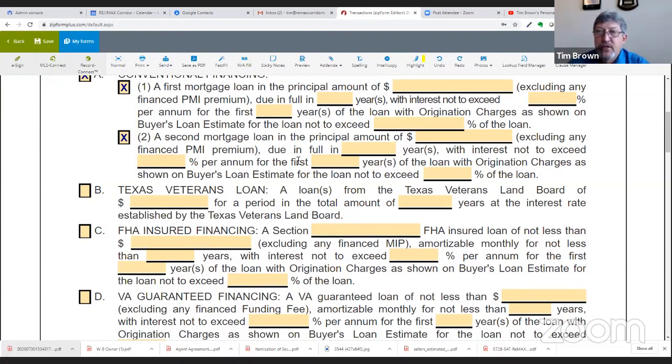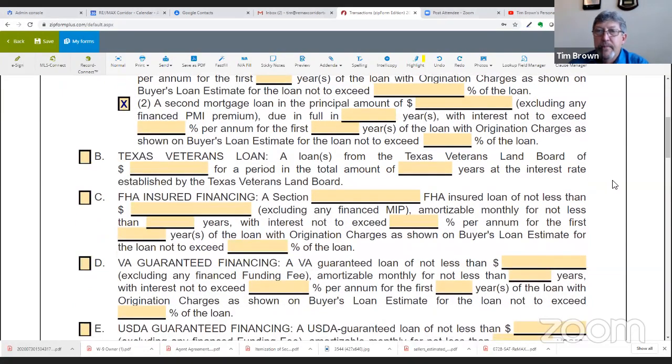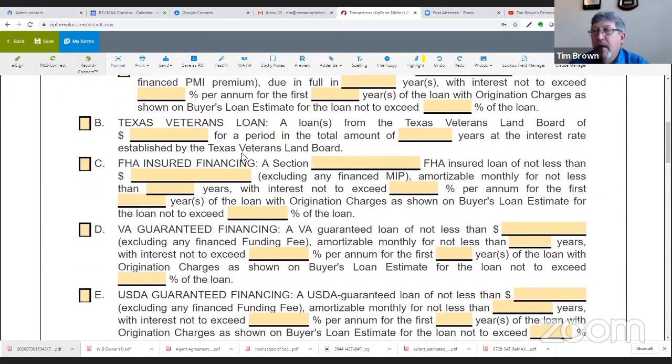But the same thing is how much is the second mortgage principal amount, excluding any financing, due in full in X number of years. Normally a second mortgage is due in like 10 years. And again, with interest not to exceed a certain amount, and normally second mortgage interest is 1 to 2 points higher because it's a smaller amount for a shorter period of time for the first X number of years of the loan. And so that's where we're at there.